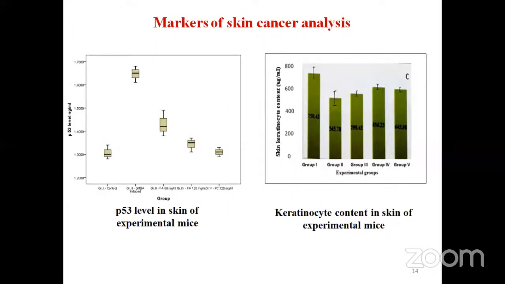After this experimental period, the mice were euthanized by providing vitamin. They were sacrificed, and skin parameters and blood parameters were taken to confirm the anti-cancer activities of the formulated agar treated and DMBA induced groups. So, P53 levels, and in addition to P53, we also took keratinocyte content estimations.